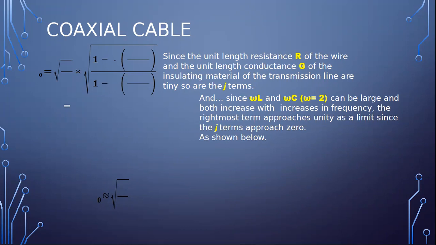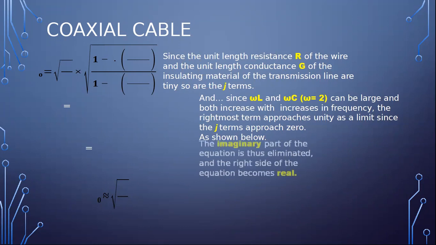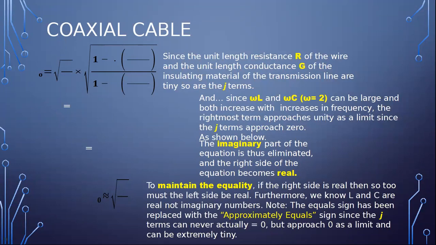And hit her again. Yeah, it's not going to show you that. And what happens is the imaginary portion, or the unreal portion, of the equation goes poof. It goes away. And what we're left with is ZO is approximately equal to the square root of L over C. Hit her again. And so to maintain equality, if the stuff under the radical is real, therefore ZO, or characteristic impedance, must be real. And it is. It's a resistance.